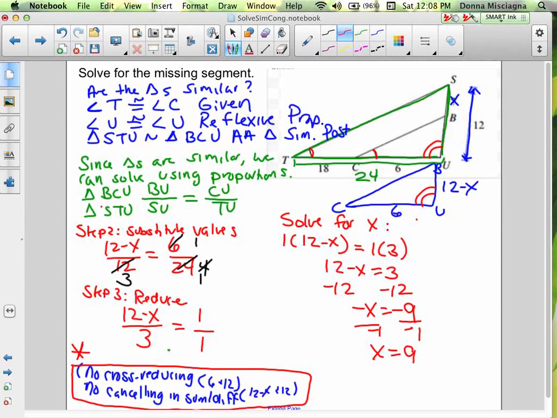So what's the length of BU? Well, now we know BU is 12 minus 9, which is 3. And if we look, 3 goes with 12, and 3 times 4 is 12. BU goes with SU, and BU is 3, and SU is 12, and CU, which is 6, goes with TU, which is 24. And notice that is the same proportion. We have 1/4 equals 1/4. So it all checks out very nicely, our sides are now very much in proportion, and we can feel really confident that X is 9.